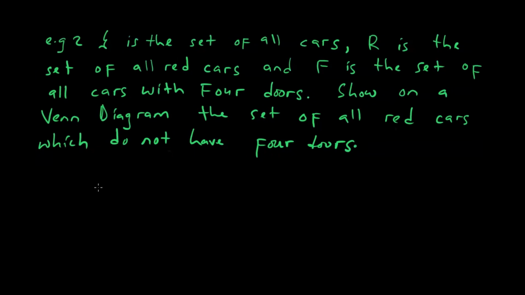Example 2. Let the universal set be the set of all cars. R is the set of all red cars and F is the set of all cars with 4 doors. Show on a Venn diagram the set of all red cars which do not have 4 doors.